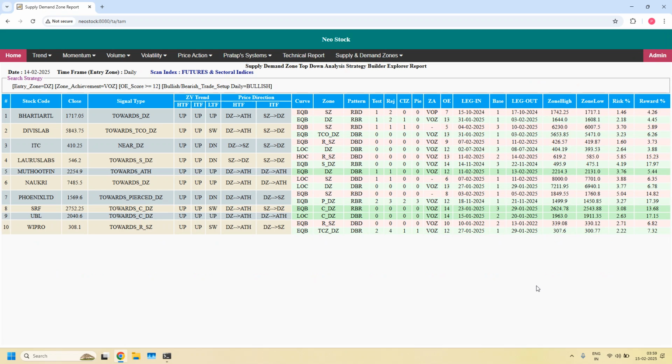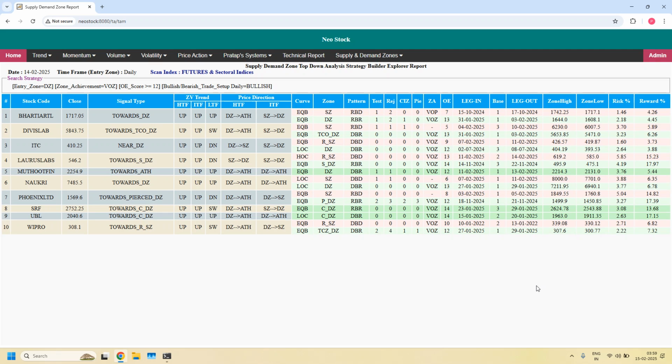So we got 10 stocks. And these 10 stocks are currently supporting a bullish trade setup for monthly income trade, and entry time frame is daily. But out of these 10, there could be some high probability trade setup supported zones. We need to filter them.